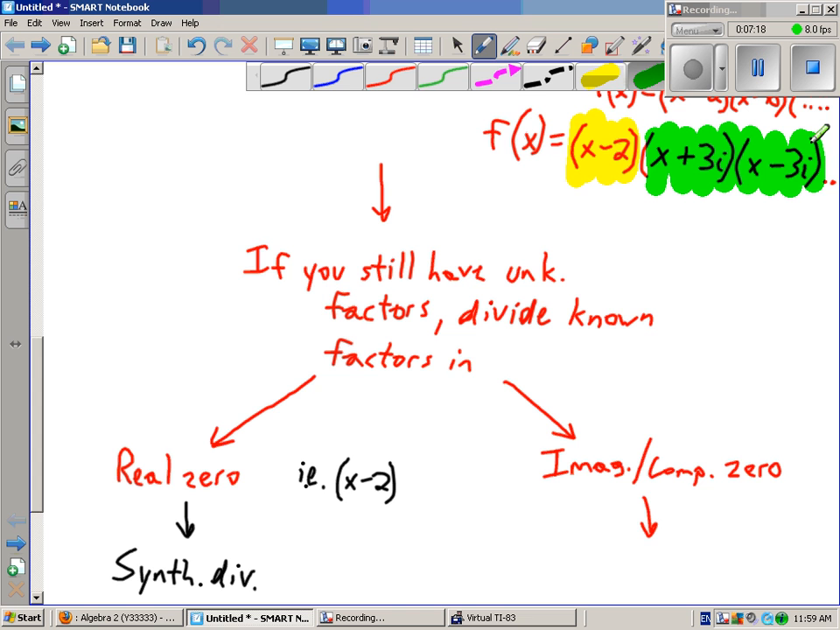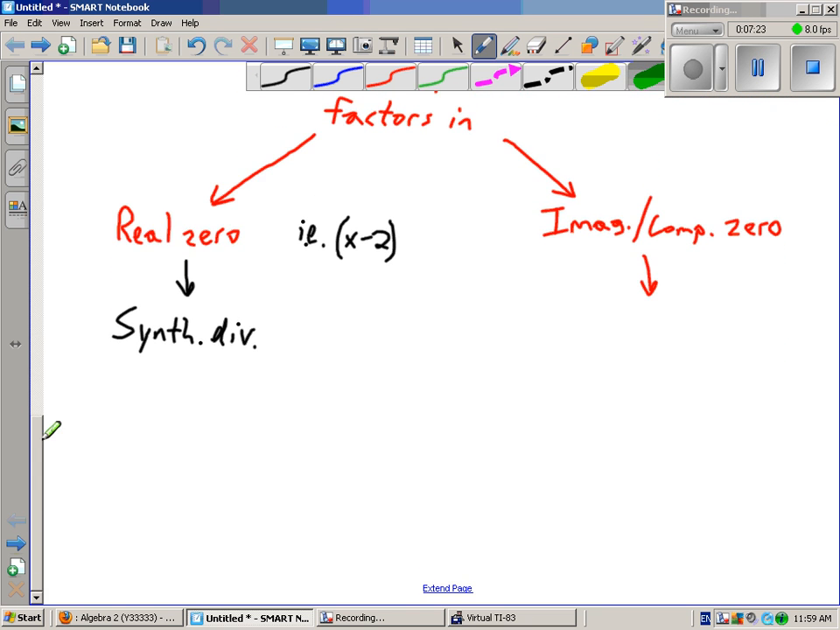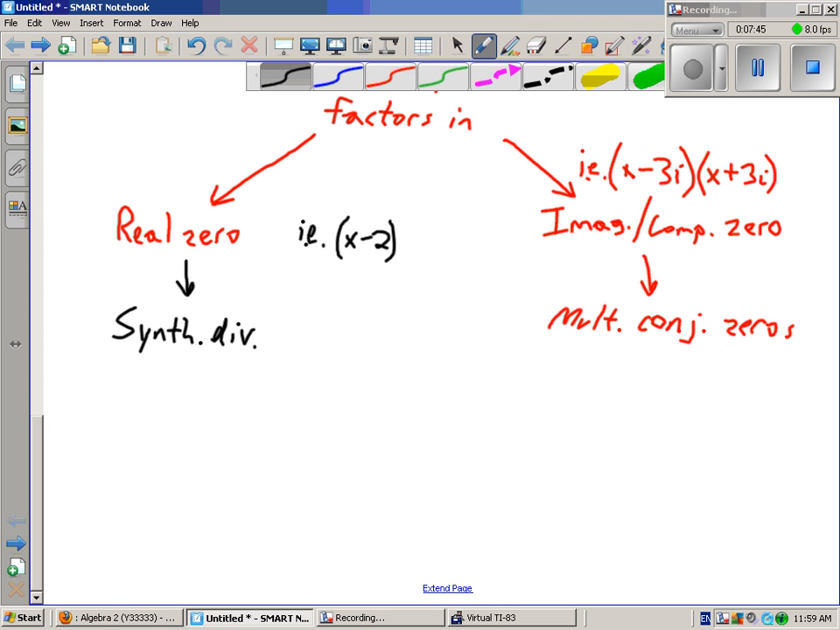Now, when we divide those in, we do not have a quick technique for being able to divide an imaginary zero into a bunch of real coefficients. So, i.e. the x minus 3i times the x plus 3i above. What you want to do is multiply the conjugate zeros to make all real, and then divide in.